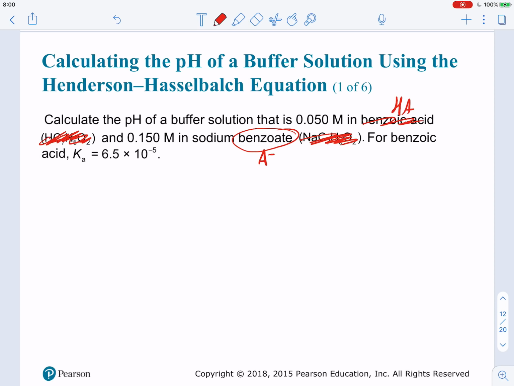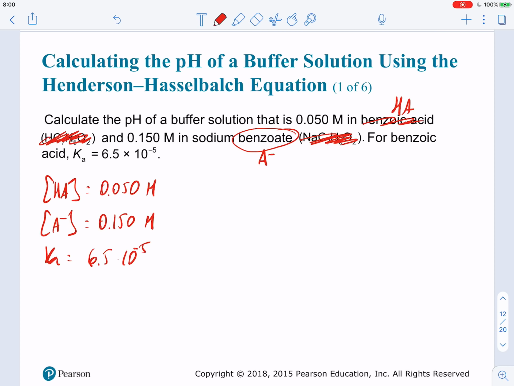Out of this information, you get that the concentration of the acid is 0.050. The concentration of the base is 0.150. And Ka is 6.5 × 10^-5. Okay? We need to convert this number. pKa is minus log of 6.5 × 10^-5, which is 4.19.